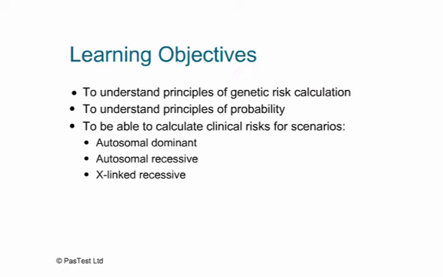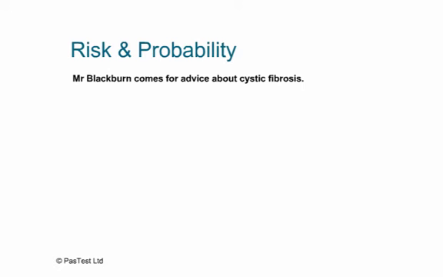That way it's much more obvious when you've made a mistake and you can then learn from it. In this lecture, what I'm going to do is to give you a general understanding of the principles behind genetic risk calculation, to give you some understanding of some of the principles of probability that we use to calculate genetic risks, and then to look at some examples of calculating clinical risks for a number of scenarios for different forms of inheritance: dominant, recessive, and X-linked.